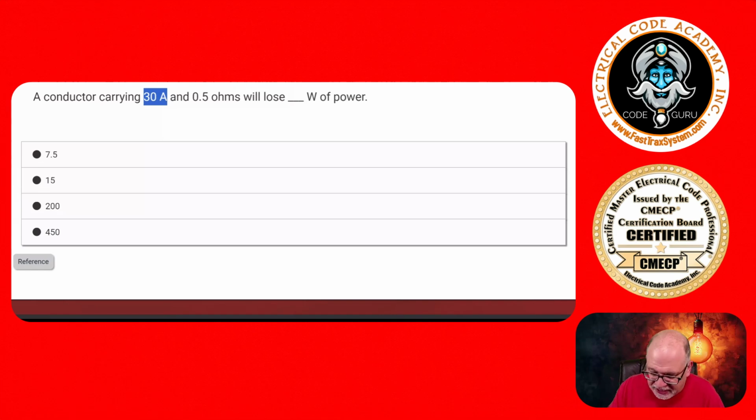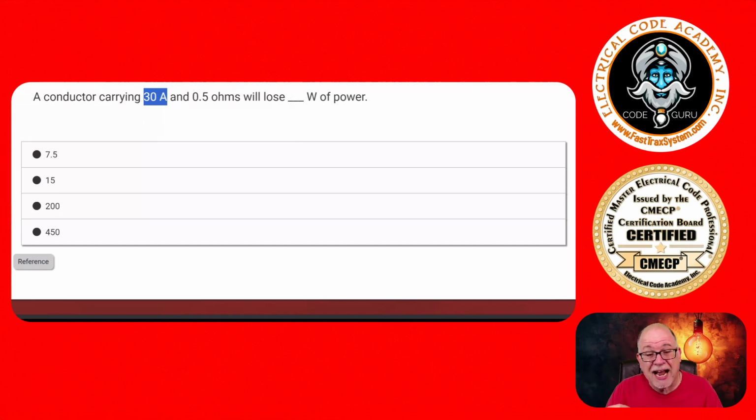Okay, so I got my trusty calculator. The first thing is I want to search for whatever the voltage is. So we know that to find the voltage, we need to go I times R. So it's current, so 30 times R is 0.5, and that is 15. So now we know the voltage is 15.